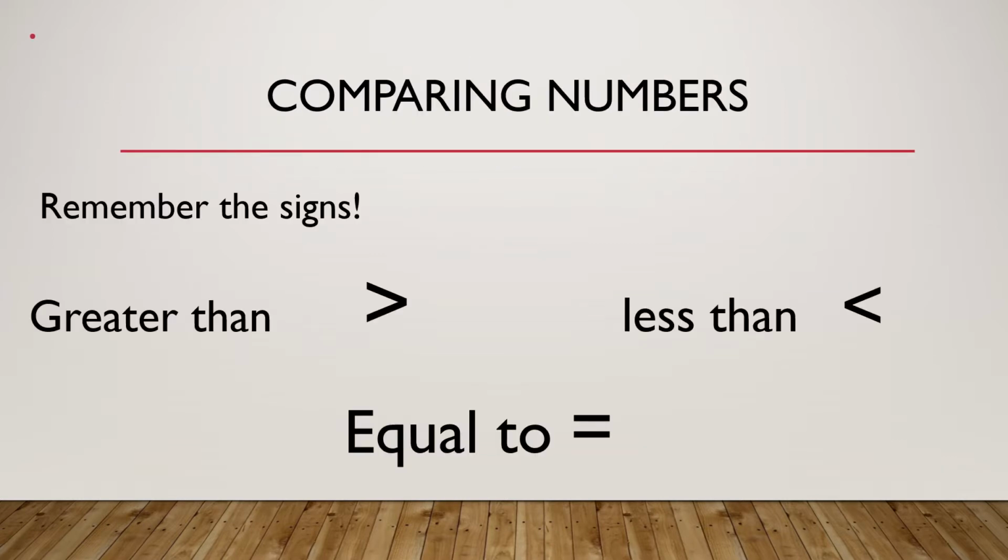So, our topic today is comparing numbers. Now, when we talk about comparing numbers, we have to remember three signs. Greater than, which is this sign over here. Let me just put an arrow. Less than sign, which is this sign over here. And equal to sign, which is this sign over here.